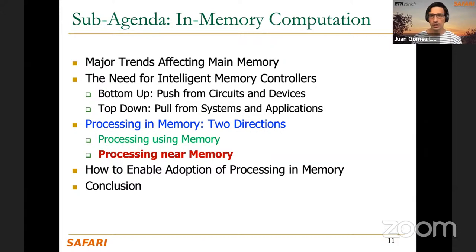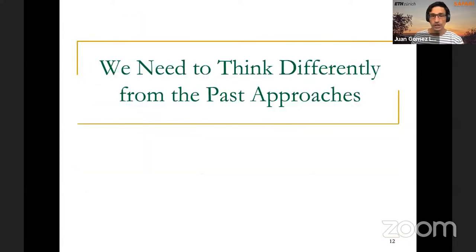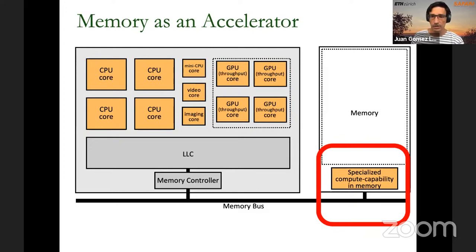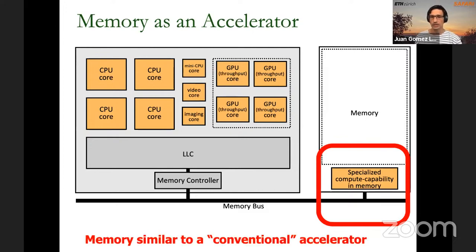Now let's start with the next important direction, or the second important direction that we call processing near memory. As you know, here the point is to think in a different manner from past approaches. We want to see memory as an accelerator. And in some sense, this is similar to a conventional accelerator. The main difference with a conventional accelerator, as I explained yesterday, is that we are reducing the amount of data movement that is needed a lot.